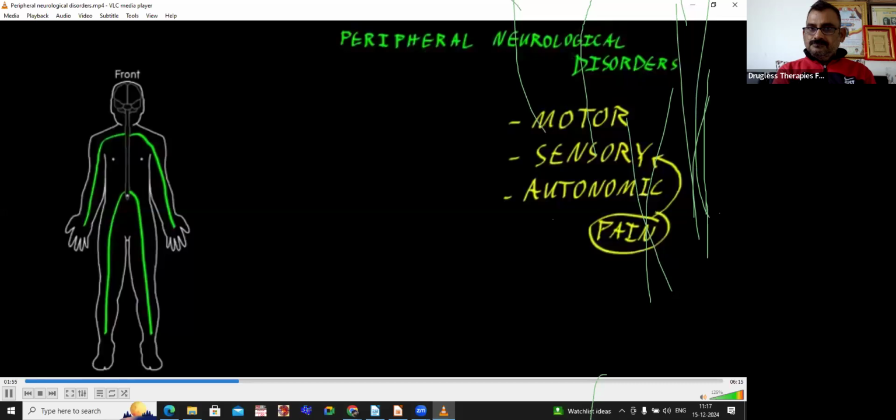Now, if we start thinking about the peripheral neurological disorders, first in terms of the ones that cause focal lesions or focal areas of abnormality, abnormalities in the peripheral nervous system. These usually cause motor or somatosensory abnormalities of one arm or one leg.